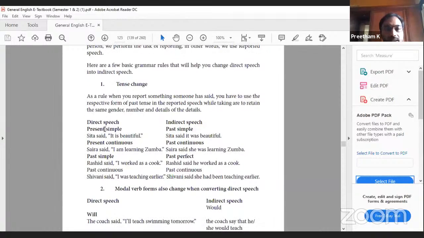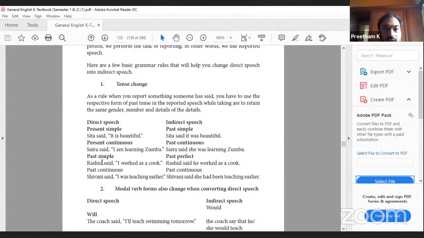If the sentence is in present simple in direct speech, it becomes past simple. Then Sita said, it is beautiful. Sita said it was beautiful. See, is becomes was here. Then present continuous. I am learning Zumba. Said she was learning Zumba.